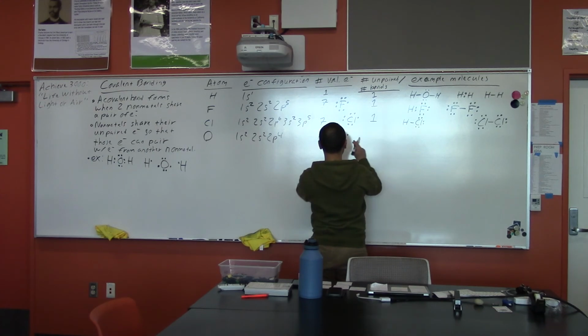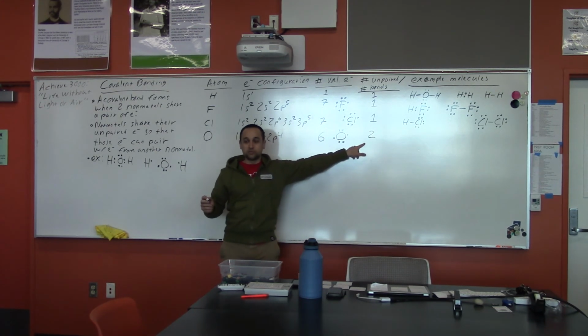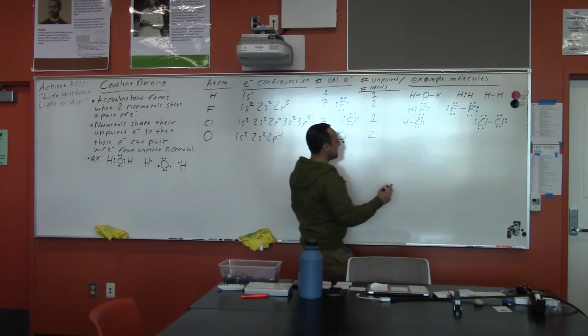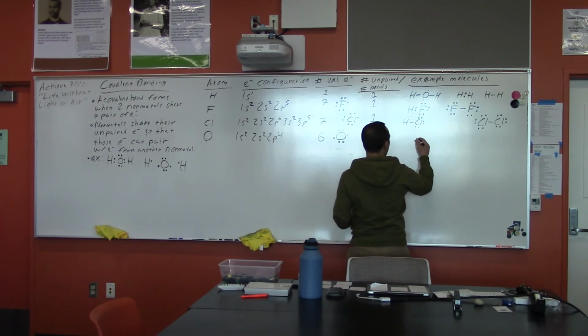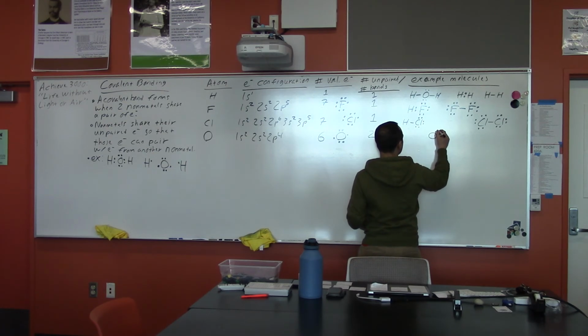So number of bonds, it's got 2 unpaired electrons, so it's going to make how many bonds? 2, okay? So here are some example molecules. We drew water like this. I'm actually going to draw water in a different way. I'm going to draw water like this.